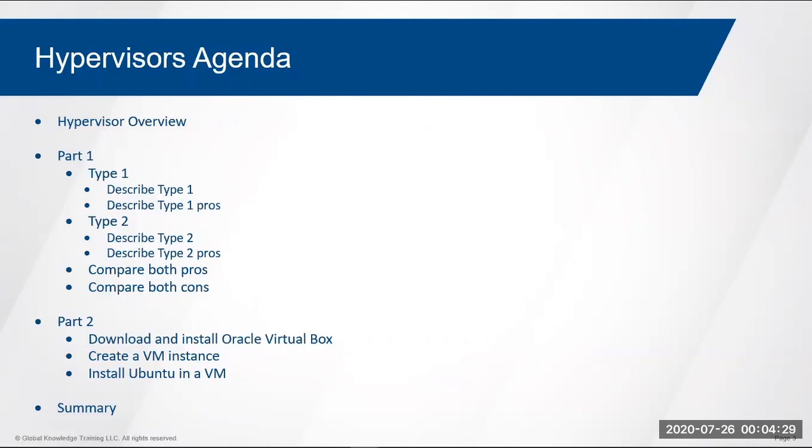Part two of this presentation will be to download and install Oracle VirtualBox because it's free. You can download this and work alongside this presentation if you like. Then you can create a VM instance, a container for the operating system. And then you can install Ubuntu, which once again is open source and free to download. So everything we've got in part two is something you can follow along with.